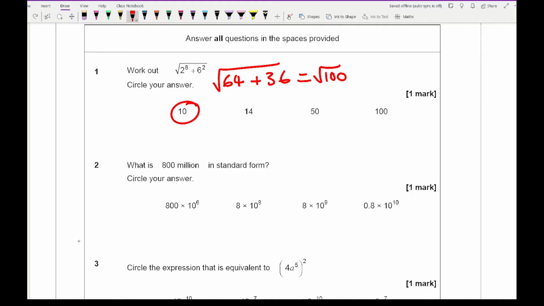Then for question 2, 800 million in standard form. Well, 800 is 8 times 10 to the power 2, and a million is 10 to the power 6. So here we add the powers of 10, so that becomes 8 times 10 to the power of 8.